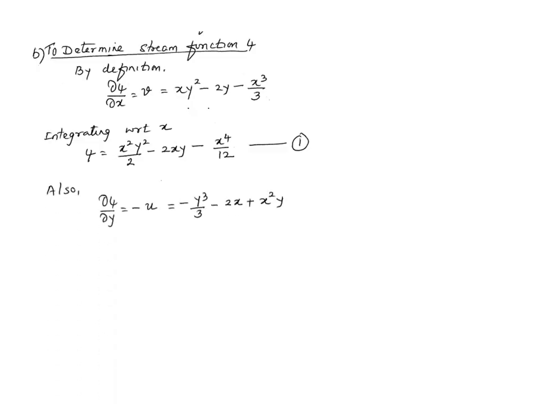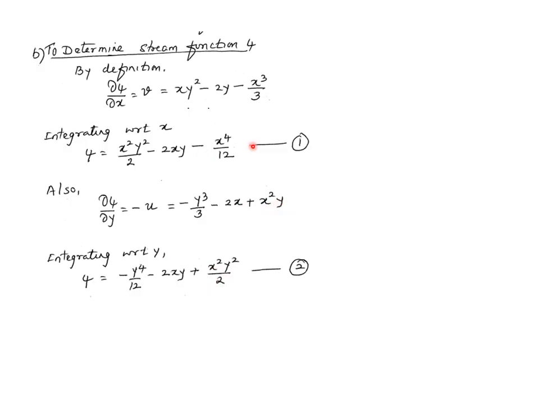So take another definition, dou psi by dou y is minus u. So when you write this, you have already the velocity component, so you substitute the velocity components here. So that is this. So now you integrate this with respect to y. So when you integrate this with respect to y, it will be minus y to the power of 4 by 12 minus 2xy plus x square, integration of y is y square by 2.